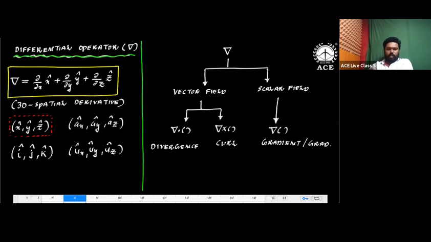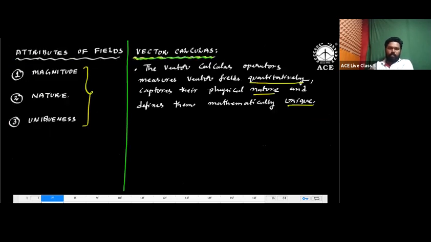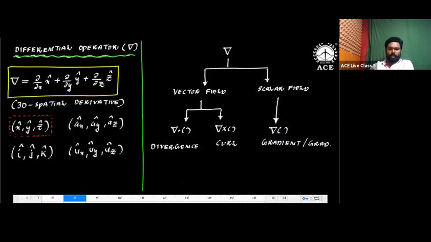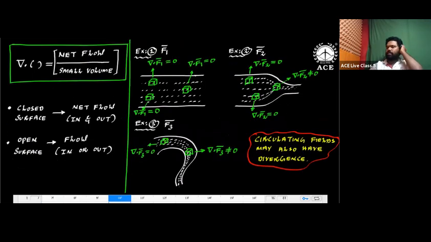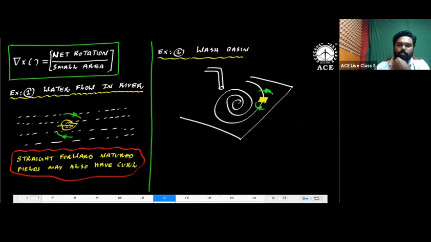So you should not forget these 3 words: magnitude, nature, and then uniqueness. What does that mean? I've explained divergence and curl separately, isn't it? What is the interpretation of the divergence I have given? Net flow from a small piece of a box. What is the meaning of a curl I have given? Net rotation observed on a small piece of area, isn't it?